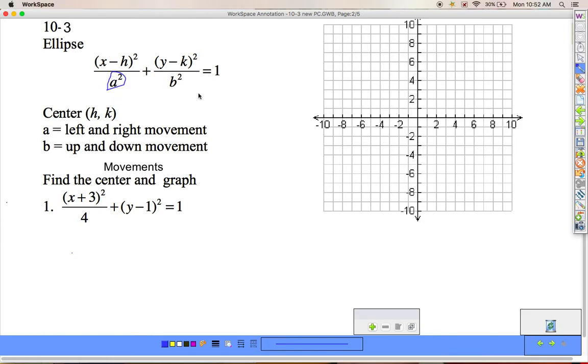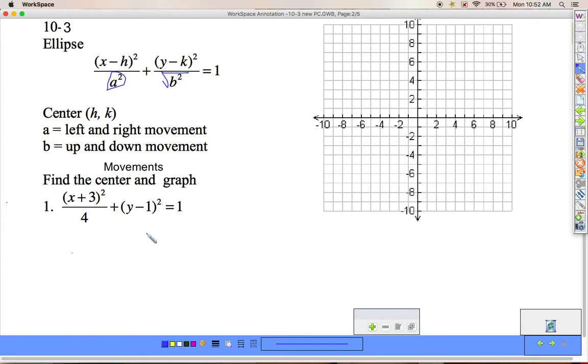The square root under x, square root of a squared, which is just a, is going to be your left and right movement. The square root underneath your y value is going to be your up and down movement. So what we're going to end up doing is put a point for a center, go left and right, go up and down, and draw an ellipse through it. The difference between an ellipse and a circle: an ellipse is going to have two different movements. Left and right is going to go one number, up and down is going to go a different number. But for a circle, we do the same in all directions. So they're the same idea. It's just two different movements, left and right, up and down, versus the same thing all around.